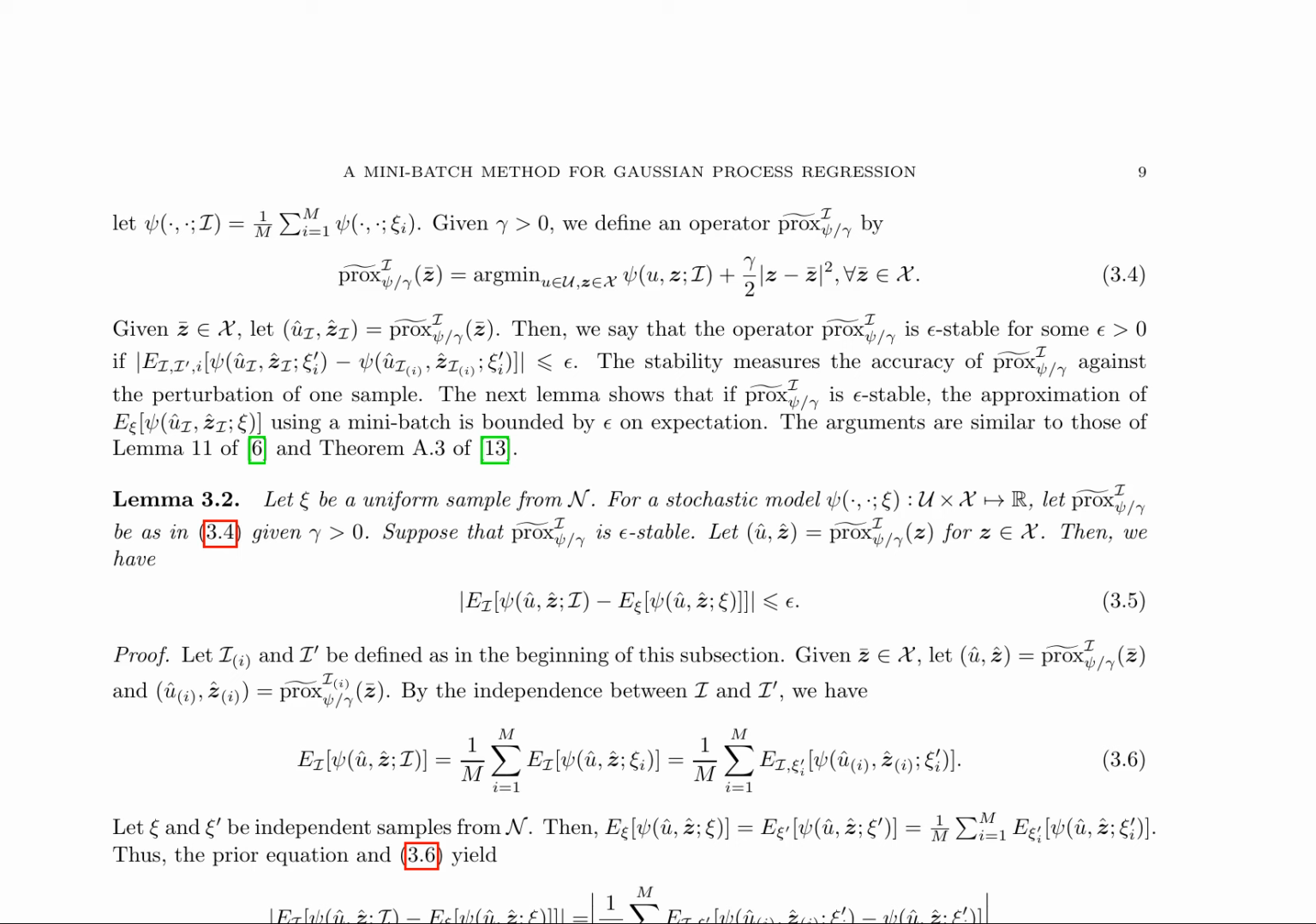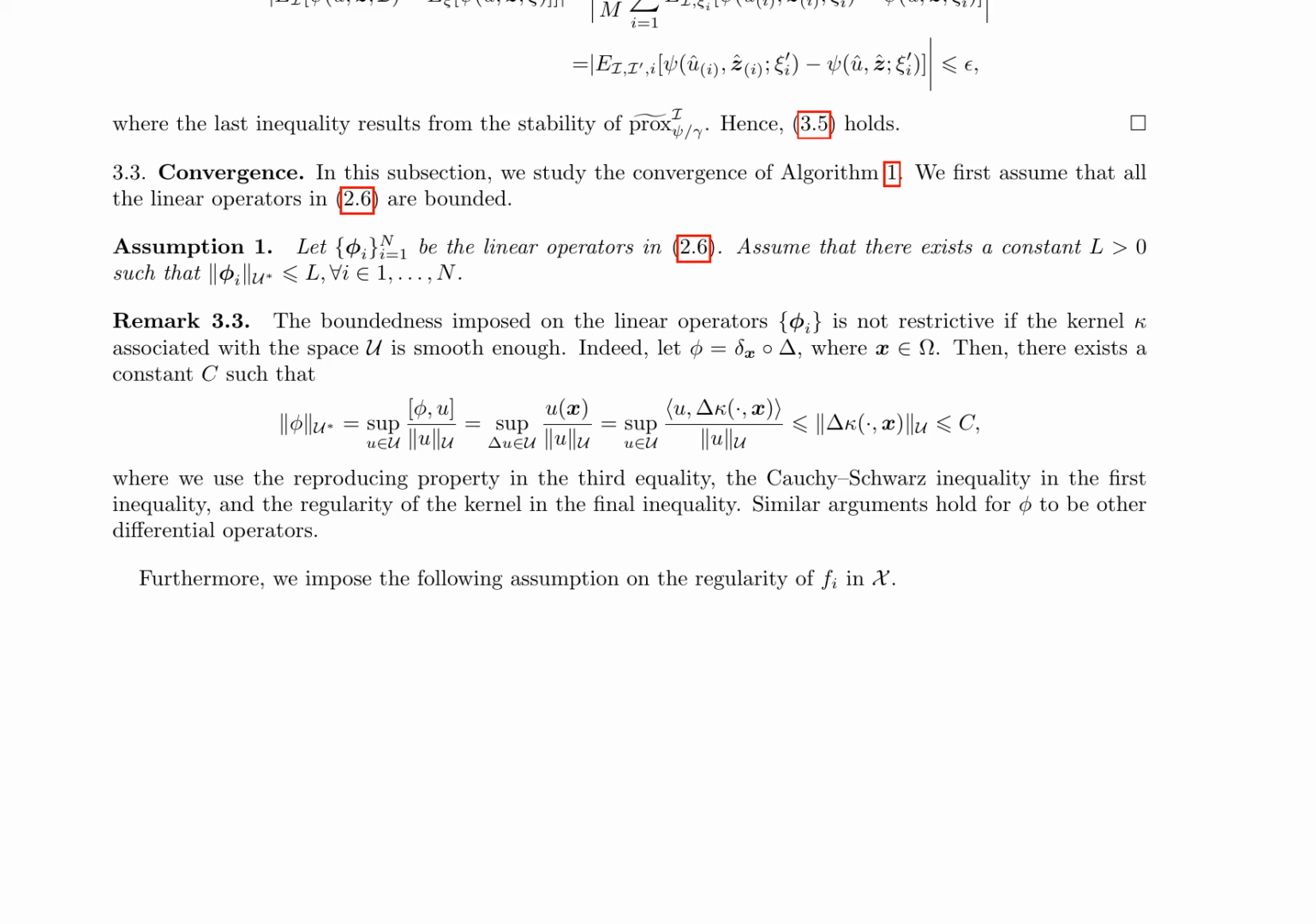In lemma 3.2, the authors state that if G prox_I psi, gamma is E stable, then the approximation of E xi, psi, U_I, Z_I, xi, using a mini-batch is bounded by E in expectation. The proof of this lemma involves showing that the expectation of the difference between psi, U_I, Z_I, and E xi, psi, U_I, Z_I, xi, is bounded by E, using the independence between I and I.